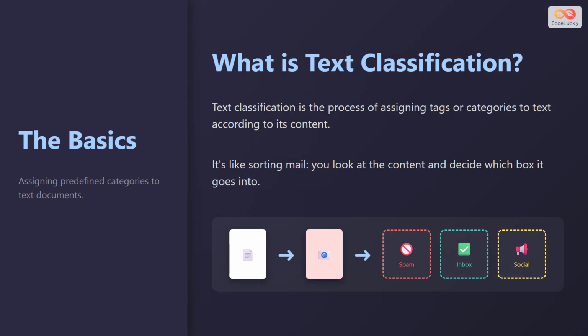So, what exactly is text classification? In simple terms, it is the process of assigning predefined tags or categories to text based on its content. Think of it like sorting mail at a post office. You look at a letter, understand where it needs to go, and place it in the correct bin, like spam, inbox, or social updates.